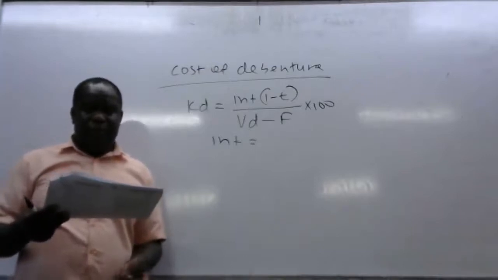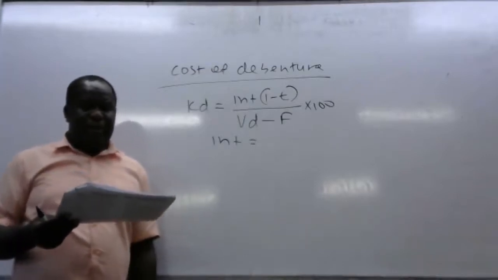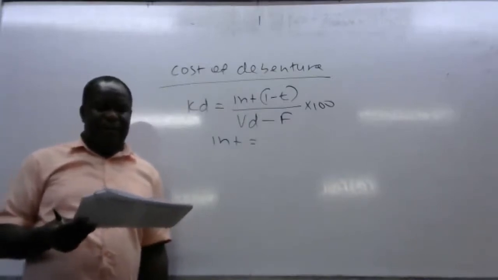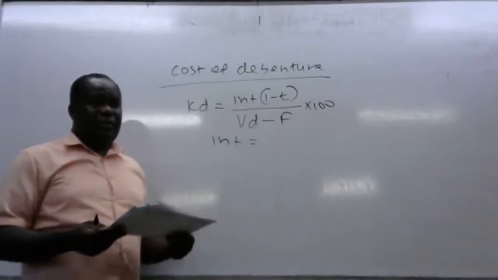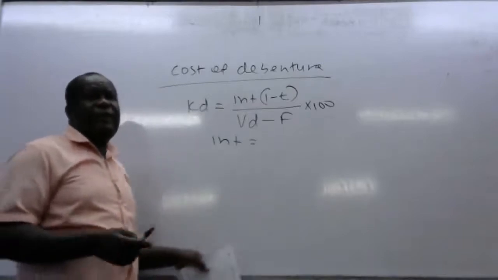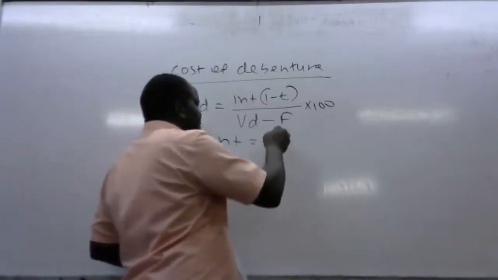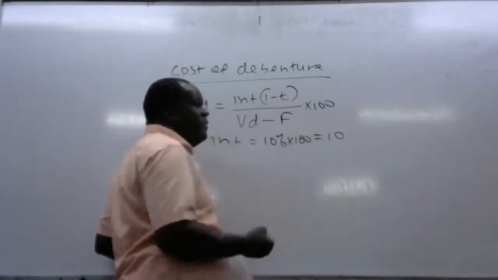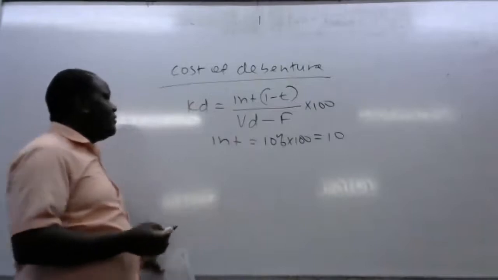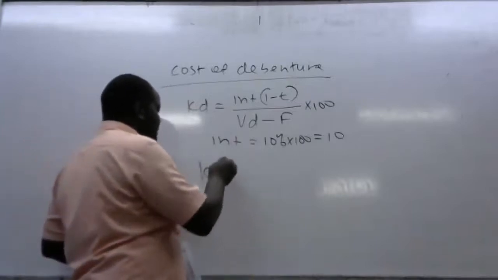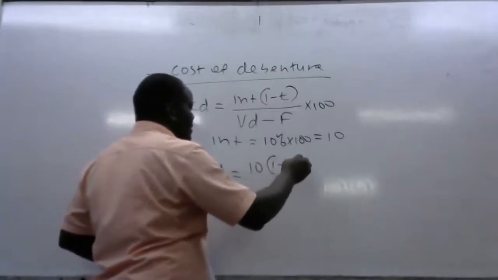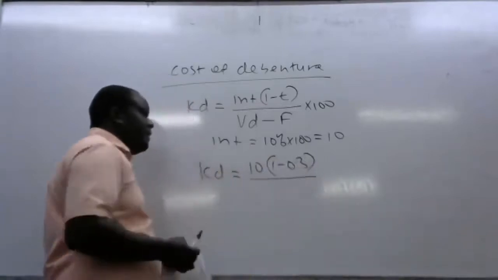So when you go through the capital structure, they have given you 10% irredeemable debenture capital, and the par value is 100. So it will be 10% of 100, which is going to be 10 shillings. So our KD should be equal to 10, then 1 minus the corporate tax.